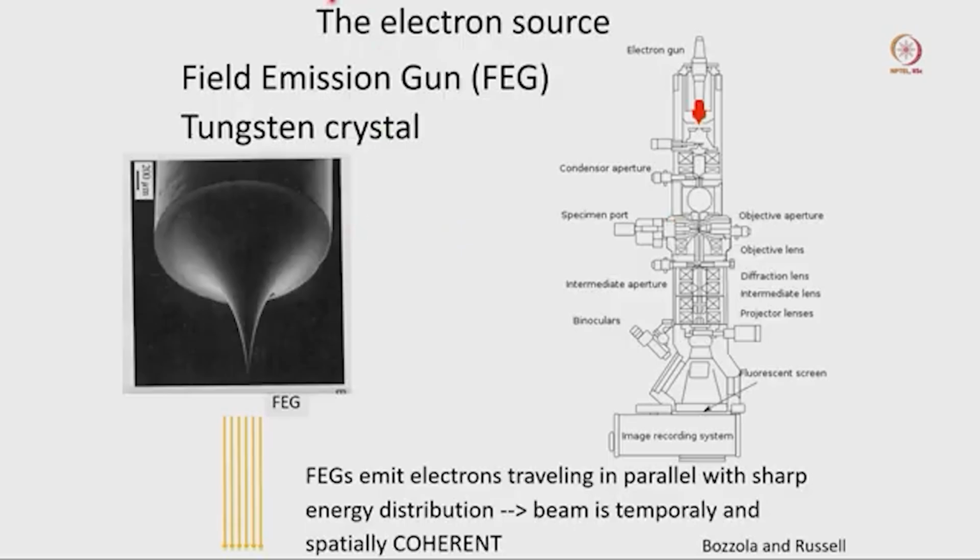And now this is the field emission gun. You can see the field emission gun has a very sharp tip and the electrons are coming out from the tip. We always expect that electrons are coming out from this tip, and the electron beam here is mostly a very coherent electron beam.